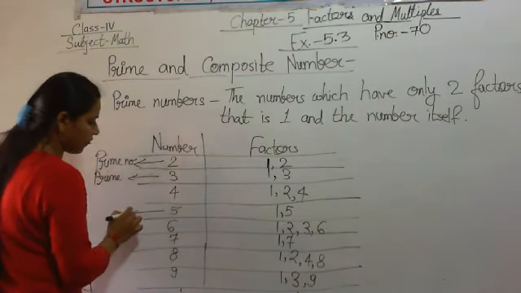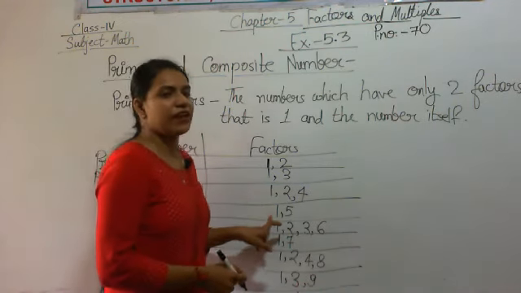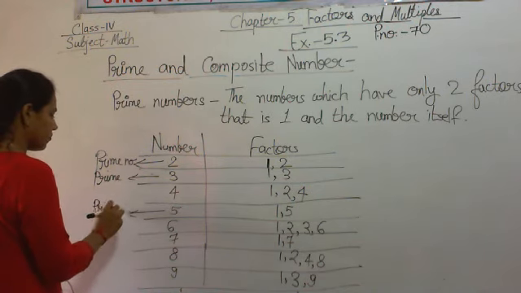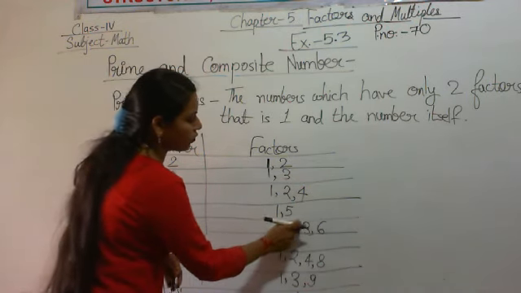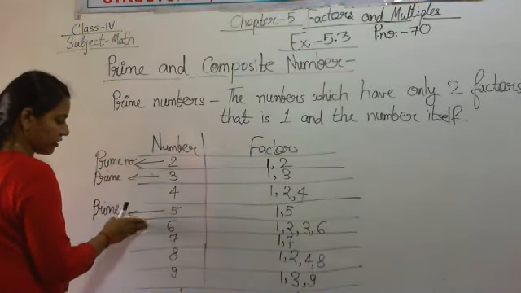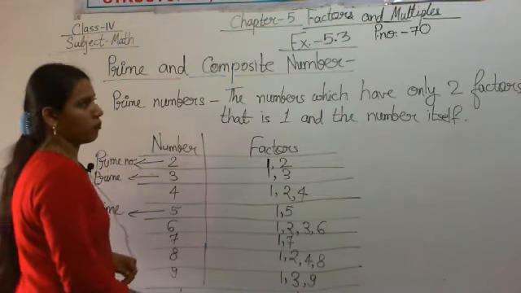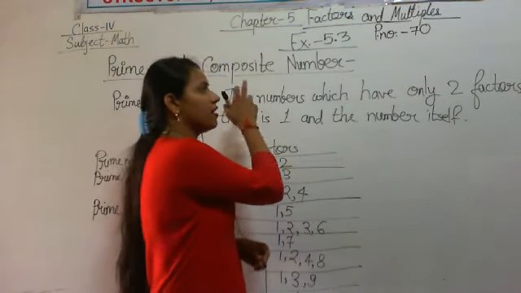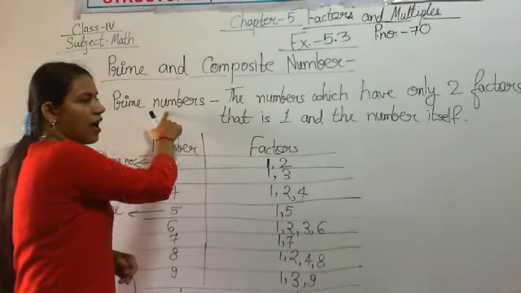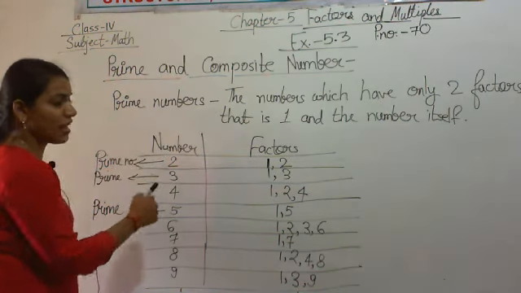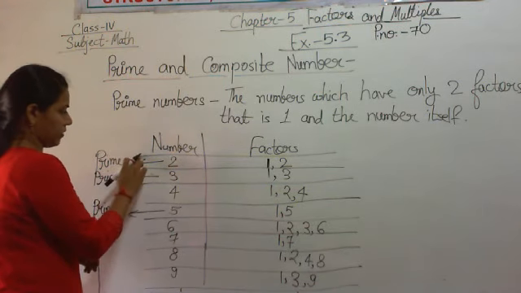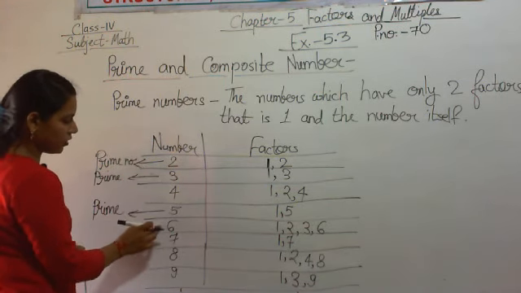Now let us check the fifth one, 5. Number 5 has only 2 factors, so yes, it is a prime number. Number 6 has 1, 2, 3 and 6, a total of 4 factors. Is it prime? No, because according to the definition, the numbers which have only 2 factors, that is 1 and itself, are prime numbers. But 6 has 4 factors, so it is not fulfilling our definition. So no, it is not a prime number.